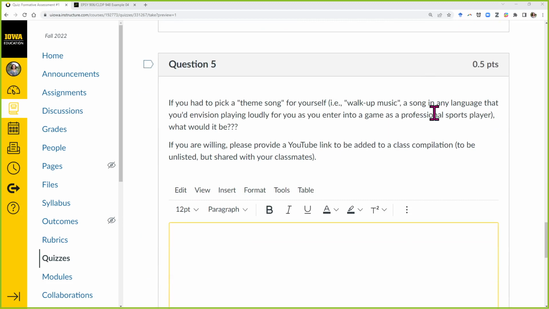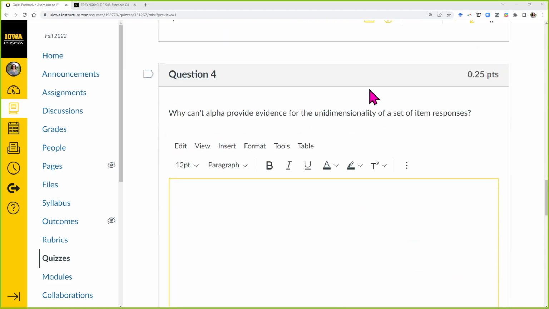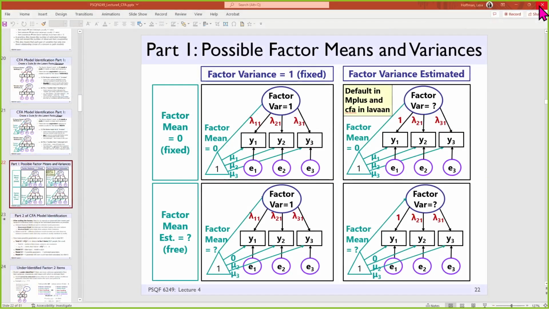And then the theme songs, last but not least. Okay. Any questions on any of those or things you want to talk about? Good so far? Mm-hmm. Good enough, anyway? All right, then I will shut this part down.